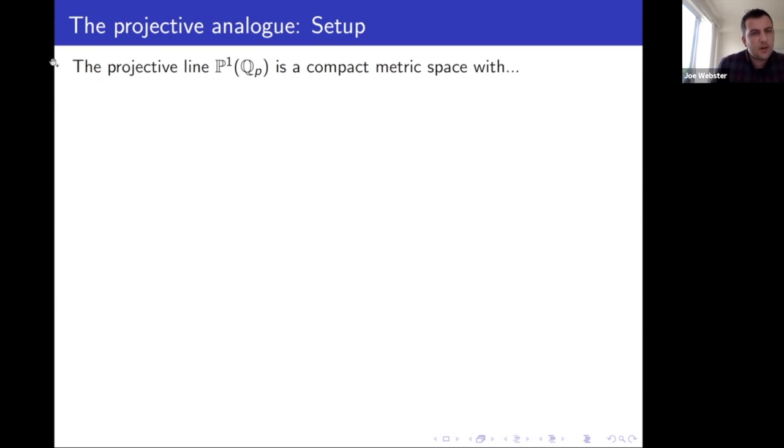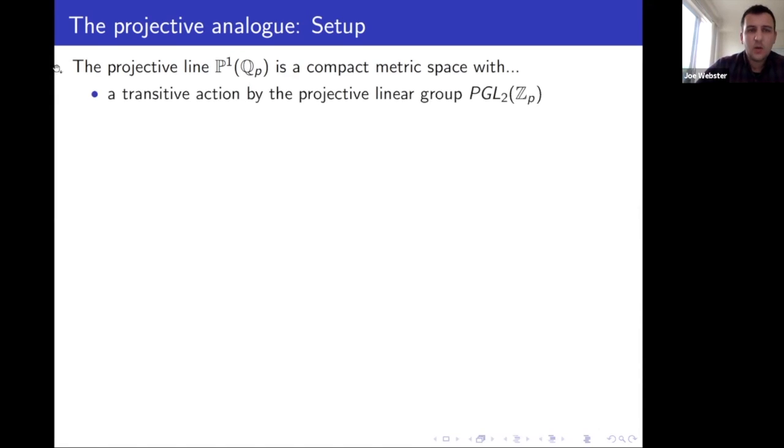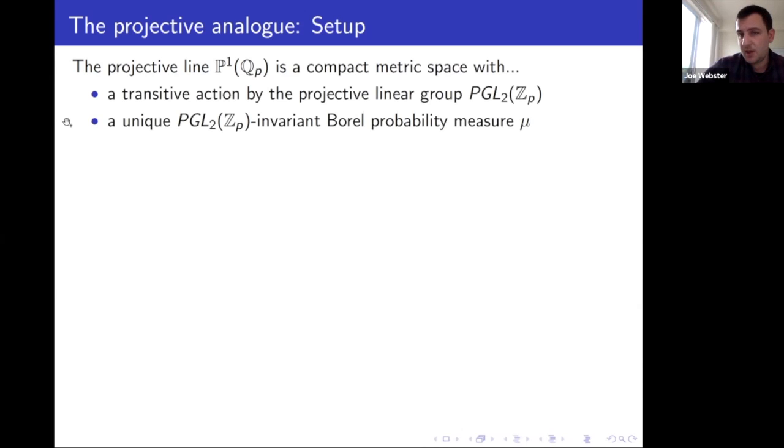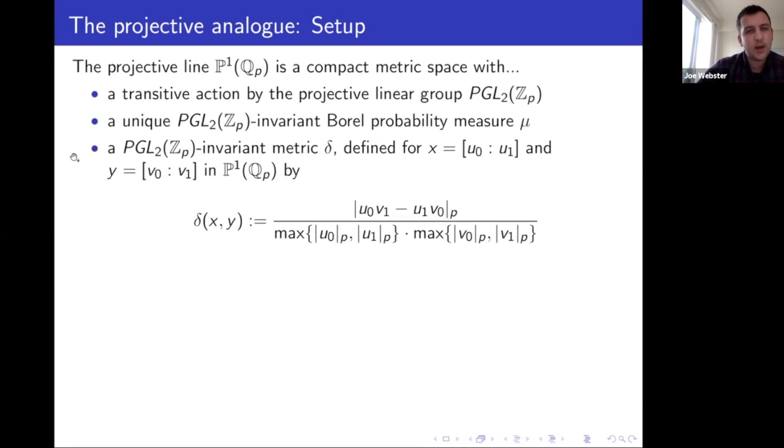Okay. So I think I have enough time to get through another layer of very similar facts, but in the projective setting. So we'll remember that the projective line is a compact metric space with a transitive action by the projective linear group, PGL2 of ZP. There's also a unique invariant Borel probability measure. I will call that U. And there is also an invariant metric, sometimes this is called the spherical metric, which is defined in this way.